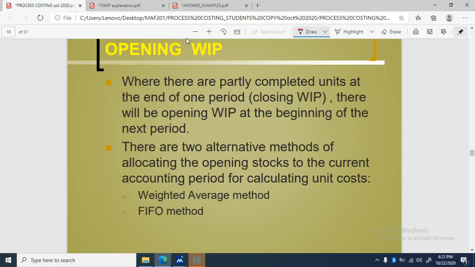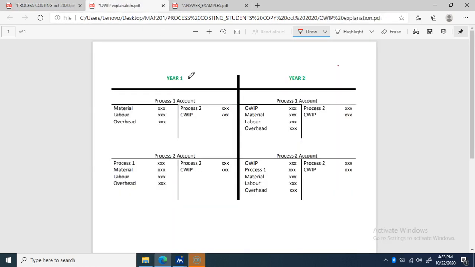Okay, we continue with operating work in progress in process costing. If we refer to the previous one, at the end of the period, when we close the accounts, there are partly completed products. That means the partly completed product at the end of the period, the CWIP, will be the operating work in progress at the beginning of the next period. So let's see the example here.